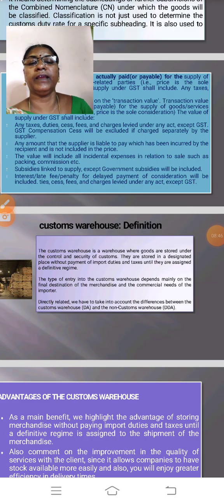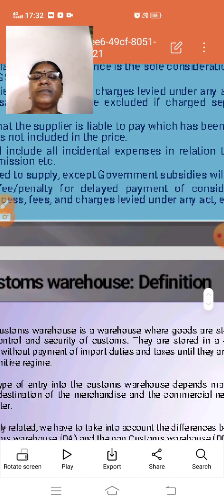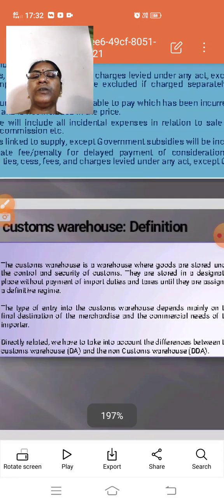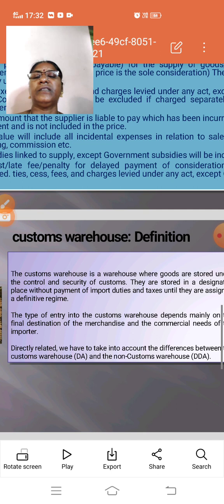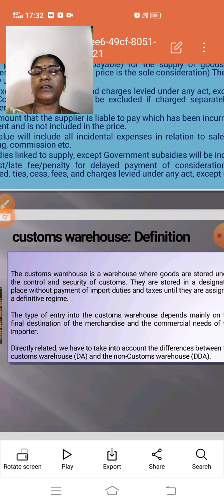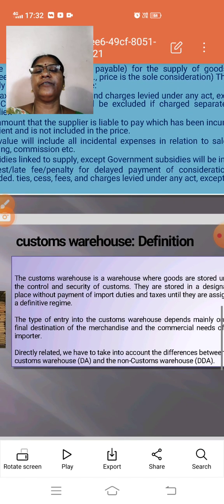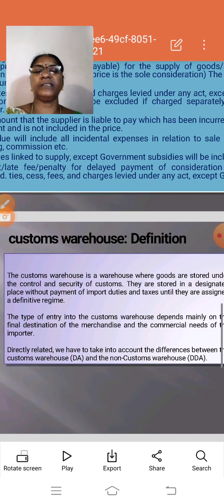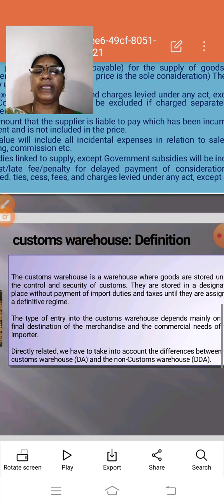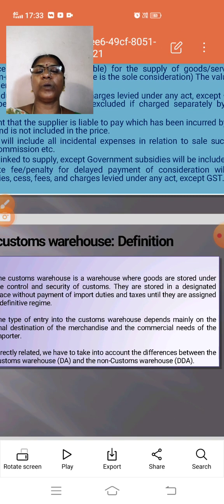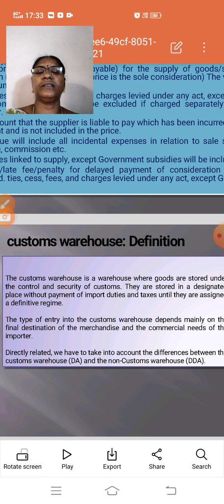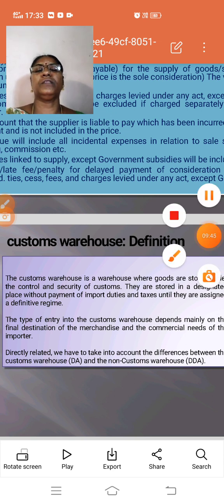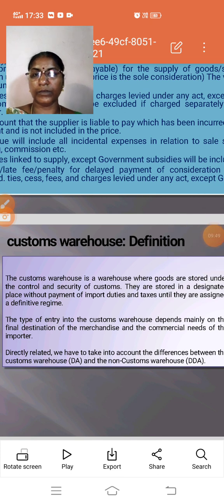Another one is warehousing. A customs warehouse is where goods are stored under the control and security of customs, in designated places, without payment of import duties and taxes until they are assigned a definitive regime. The type of entry into the customs warehouse depends mainly on the final destination of the merchandise and the commercial needs of the importers. We have to take into account the difference between the customs warehouse and the non-customs warehouse.